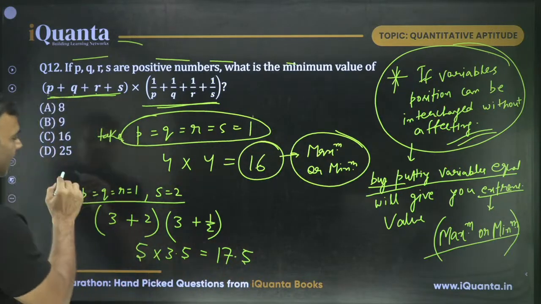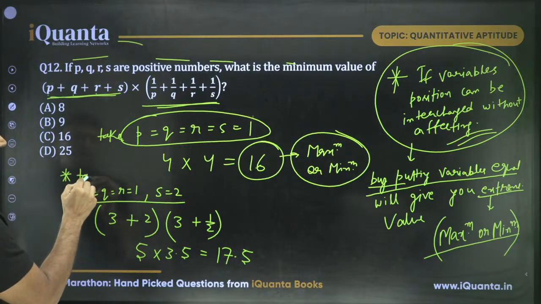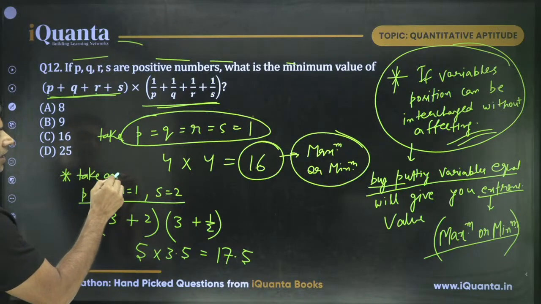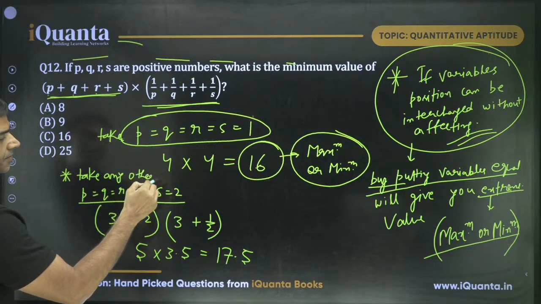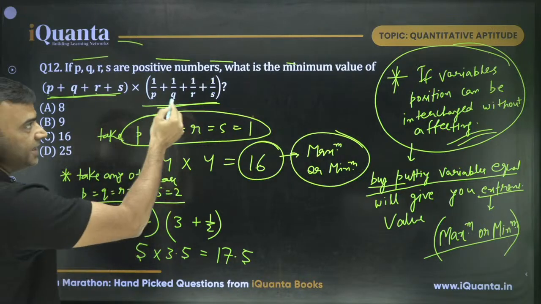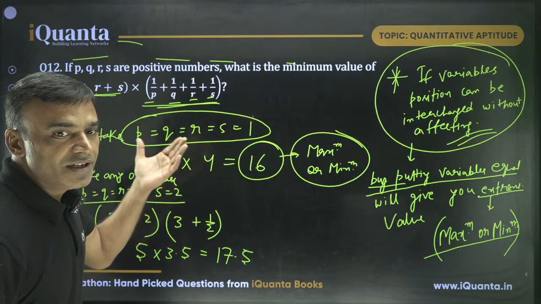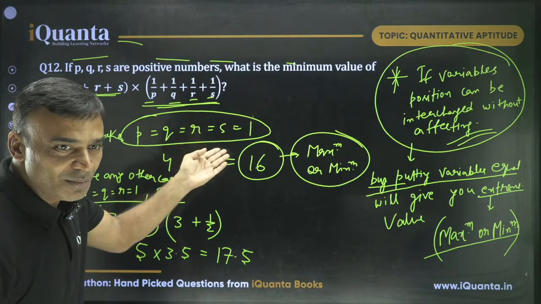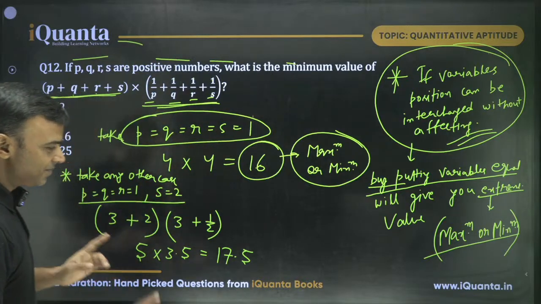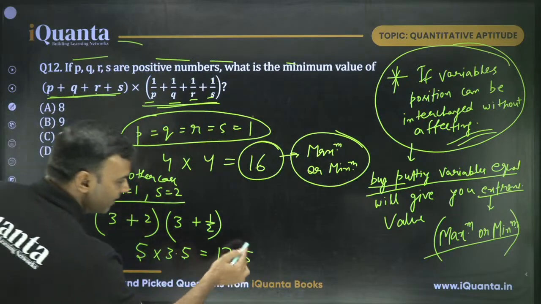What did I do? I'm saying take any other case. You can't take 0 because P, Q, R and S are in the denominator, so you can't take 0. Take any other case. Alright? What do you get? 17.5.